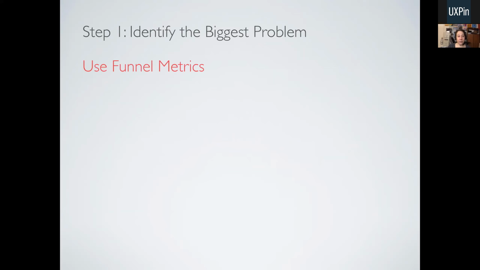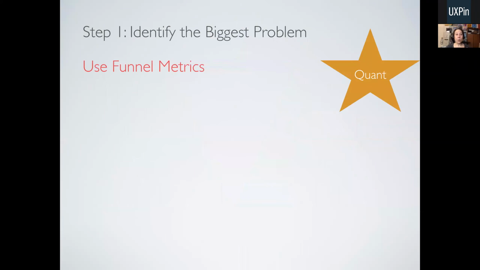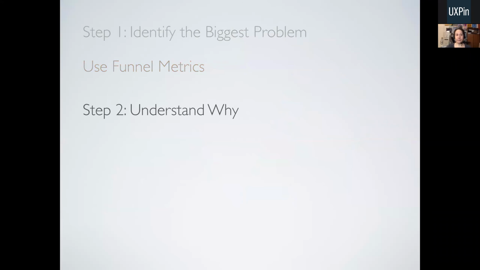Now, as we saw earlier, one of the best ways to identify big problems is to use these funnel metrics. They are not the only kinds of metrics you can use. They are outstanding for understanding where people are falling out of your product. That's what they do. You might remember from our funnel before, it was only a few minutes ago, that the payment info step of the funnel was a particularly large problem. This, of course, is quantitative data. We are using quantitative data to help us identify our biggest problem, but we still don't know why it's a problem. That's step 2, understanding why.